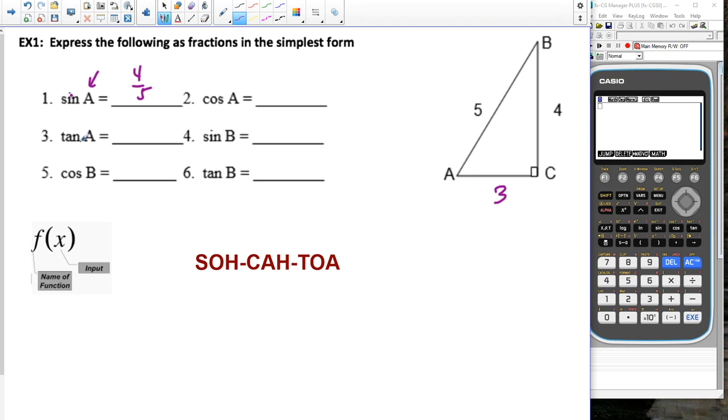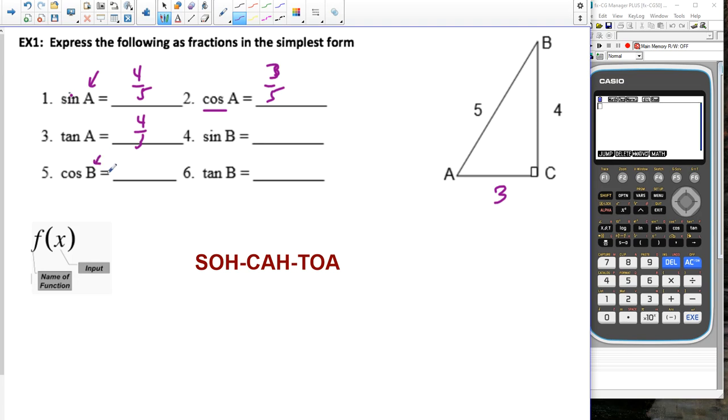Okay, so I have the tangent of angle A. Well, let's do cosine of A, and that's going to be adjacent over hypotenuse. That's going to be 3 over 5. Tangent is opposite over adjacent, 4 over 3.